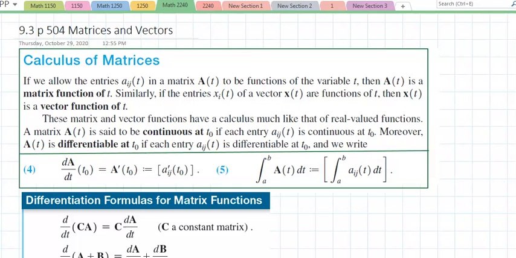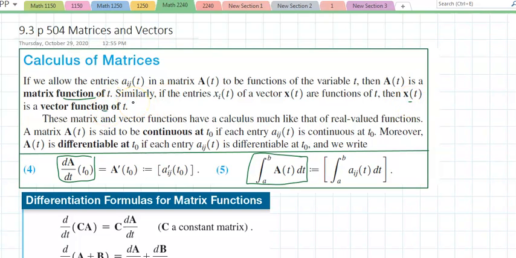Alright, section 9.3 is an excellent review of matrices and vectors. We're just interested in derivatives of matrices and integrals of matrices. To make a long story short, if you have each entry in a matrix dependent on t, then the matrix becomes dependent on t. We call it a function of t, or a matrix function of t. Same thing with a vector.